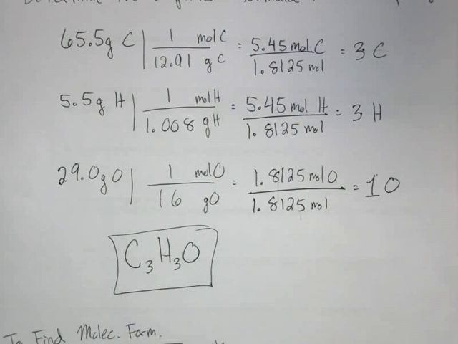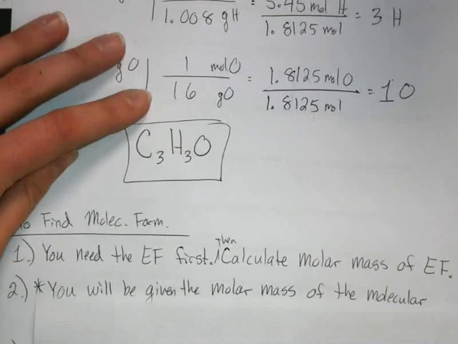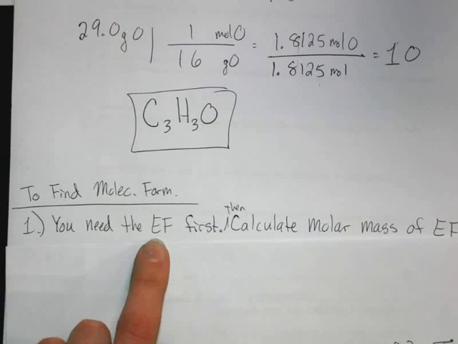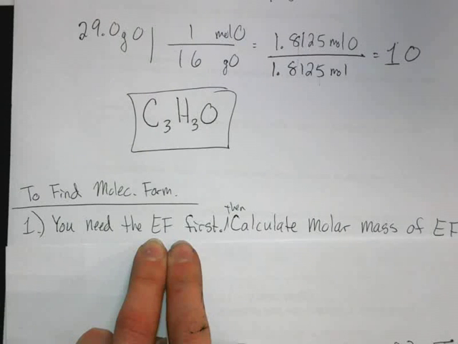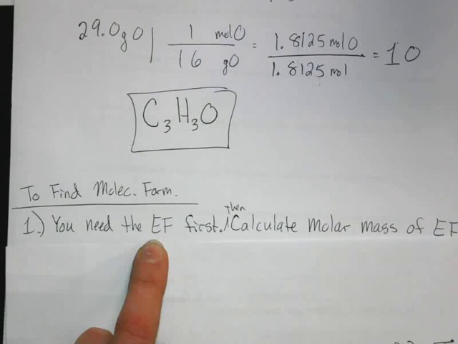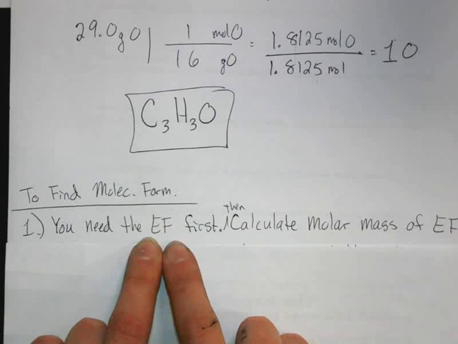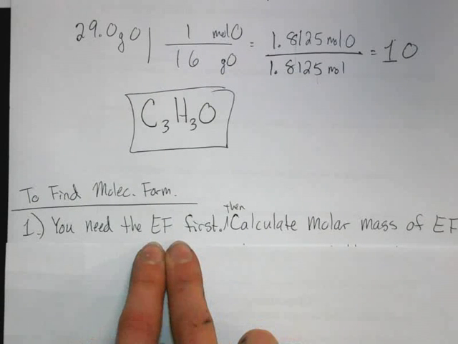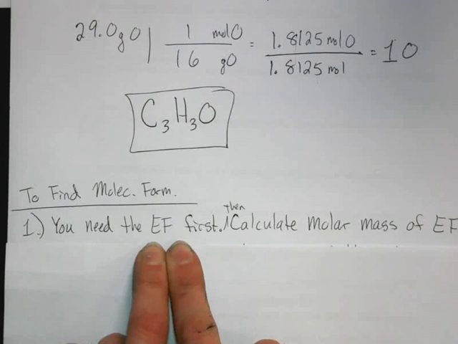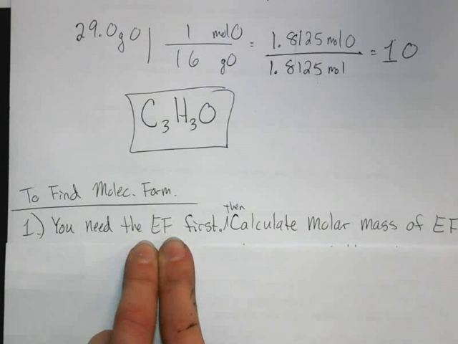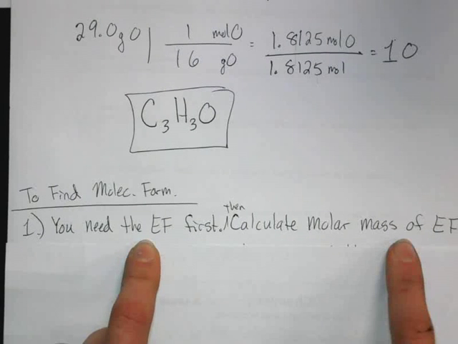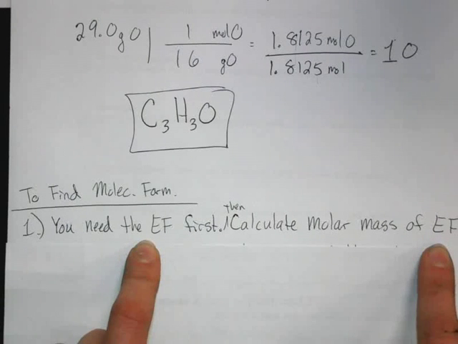So first, your steps for finding a molecular formula. First, you have to have an empirical formula. If it gives you grams, we need to solve empirical formula using the process we just talked about in the first video. Sometimes it might be nice to you and give you the empirical formula, but I'll tell you right now there is one on your test where you need to find empirical and molecular. Once you have your empirical, then we need to calculate the molar mass of our empirical formula.